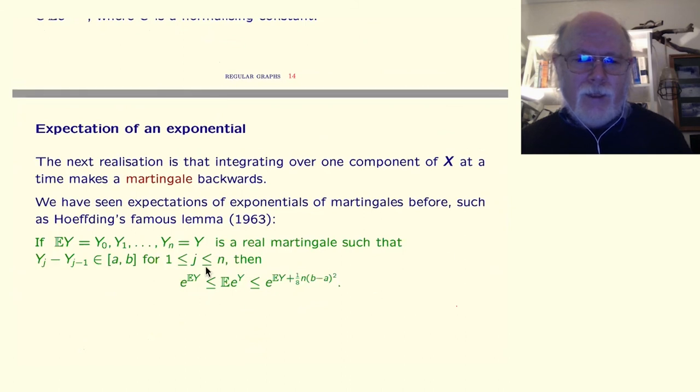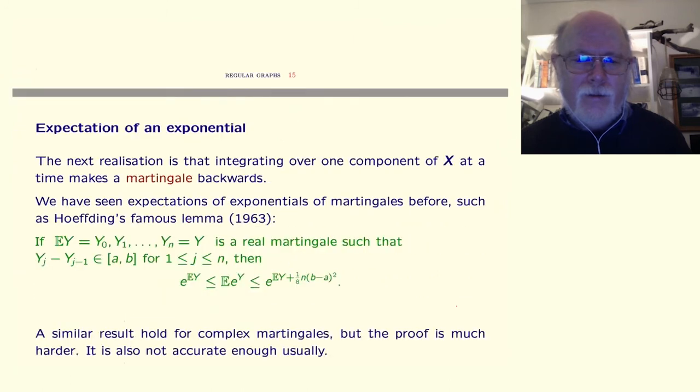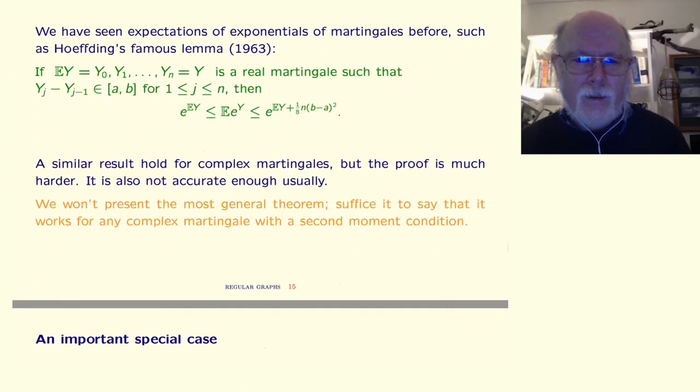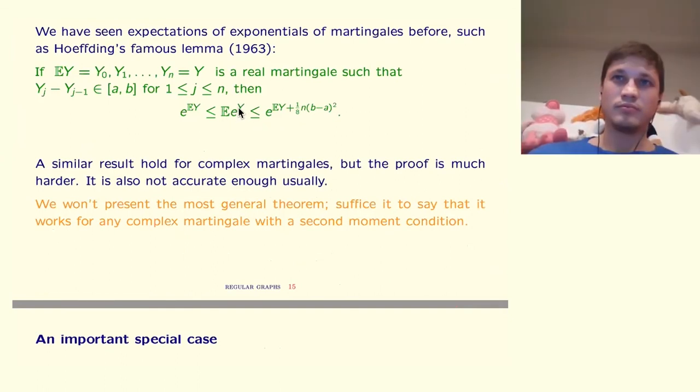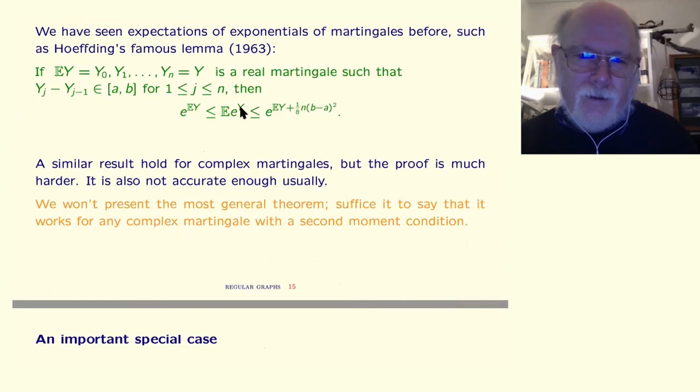Okay, so you've got something like this, e to the expectation of exponential of y. You know, if you change y into i times y, well, this lemma here doesn't work because it's only for real martingales. But expectation of e to the i times y is the characteristic function of y. So under fairly general conditions, it determines the distribution of y.